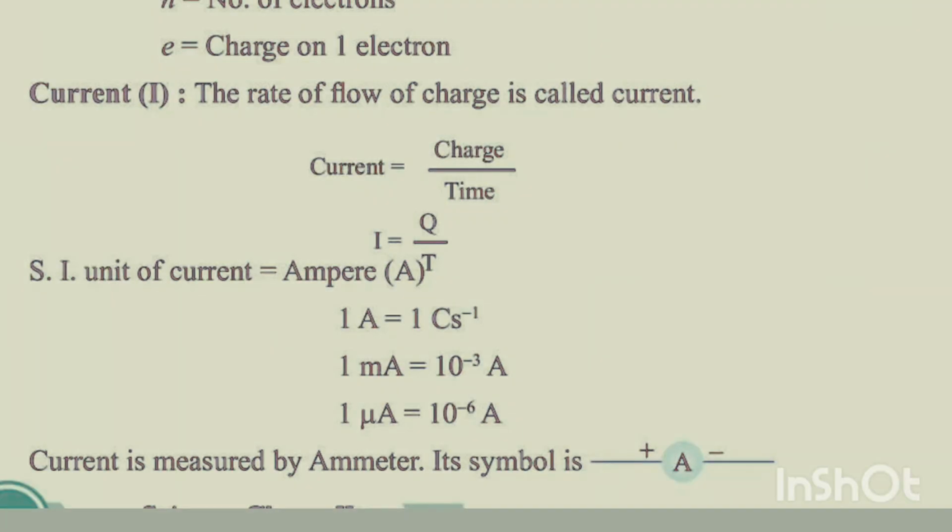Current is measured by an ammeter, where the SI unit is the ampere. You can see the symbol on the screen for how to write the ammeter symbol. Hope you have understood what current is. Current is nothing but the rate of flow of charges. Based on the charge flowing, we call it current. The formula is I is equal to Q by T.